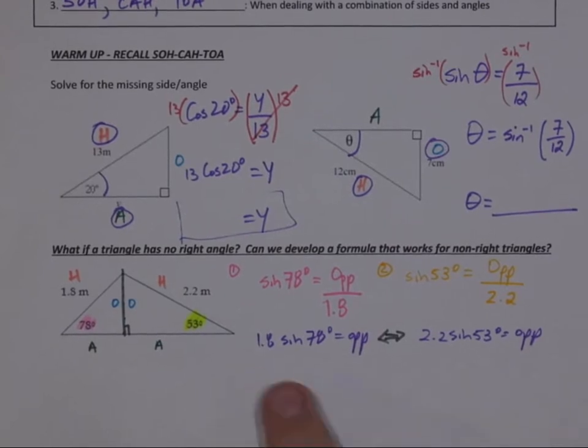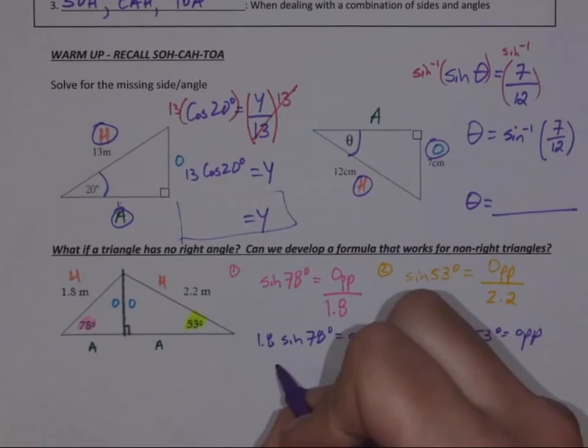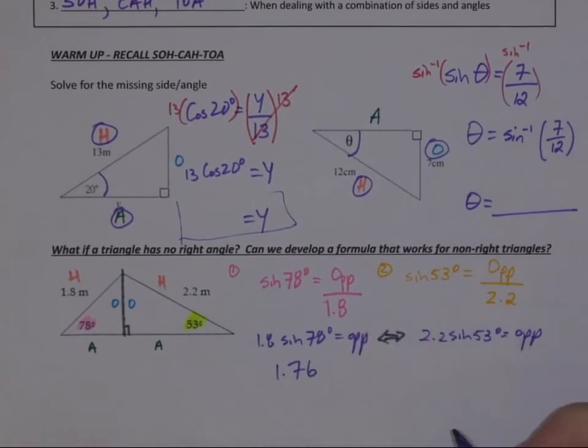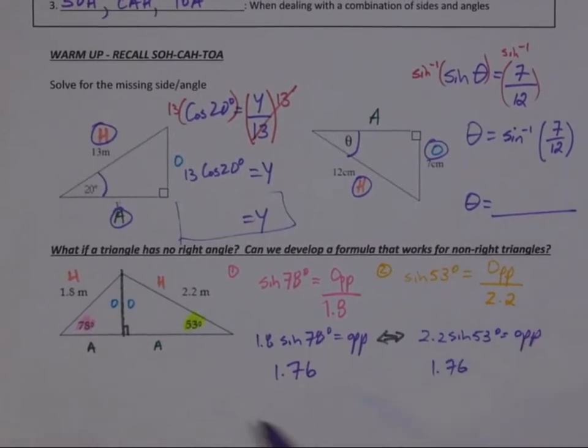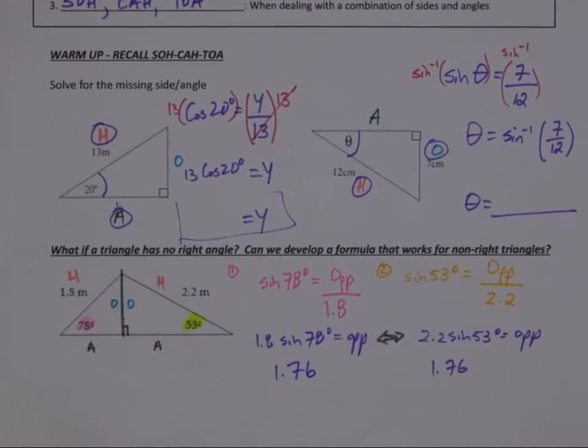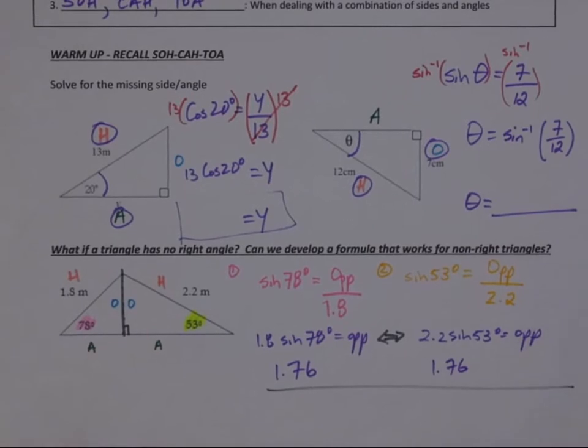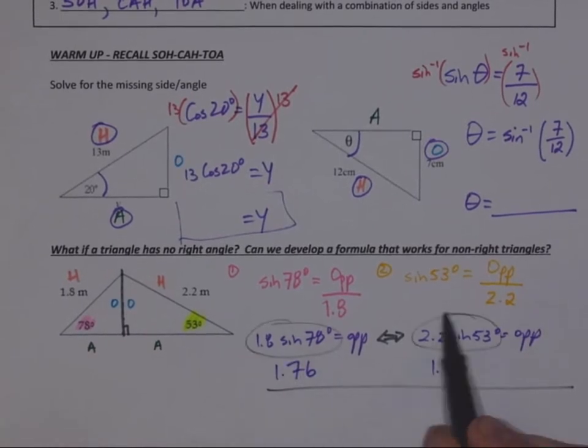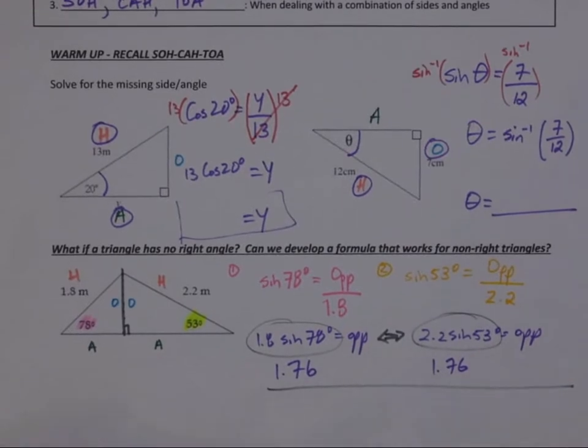When I do the math and enter it in my calculator, 1.8 sine 78 degrees is 1.76. 2.2 times sine 53 degrees is 1.76. So that opposite is 1.76. So really, if I think about it, then that is equal to that. So let's just take that for a second.